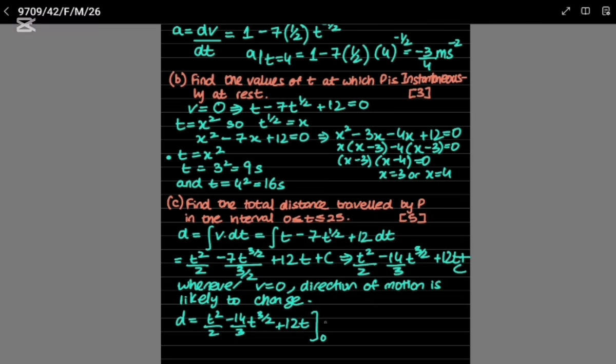So now you have to plug this from 0 to 9, then t squared over 2 minus 14 over 3 t to the power of 3 over 2 plus 12t. Now you have to add this with from 9 to 16. You take three separate boundaries. And then t squared over 2 minus 14 over 3 t to the power of 3 over 2 plus 12t from 16 to 25. So that's the main idea.